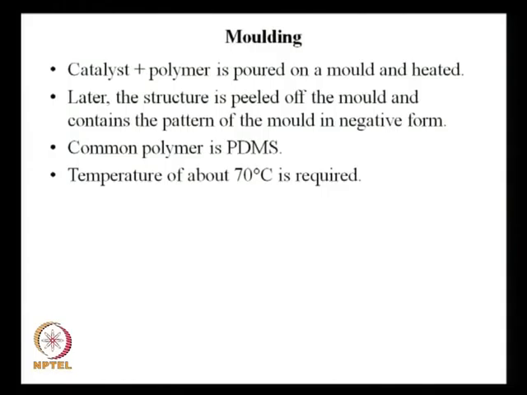Now, molding process means that it is done with a polymer which has a lower melting point. Typically, the temperature is about 70 degrees centigrade and PDMS is the common polymer. Now, catalyst plus polymer is poured on a mold and heated. Later, the structure is peeled off the mold, so that the pattern forms. Now, in this process, the polymer in its molten state is poured on the mold.